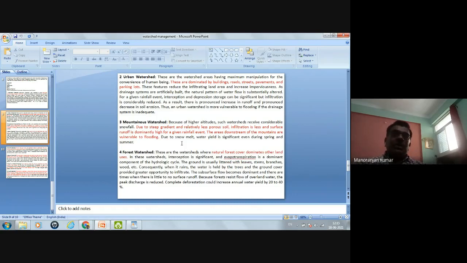Okay, the ground is usually littered with leaves because forest is there, so the ground will always be covered with leaves, stems, branches, wood, etc. So what happens when it rains? The water is held by the trees. The ground cover provides greater opportunity to infiltrate, because on the ground there are leaves, stems, branches, and wood. So when there is rainfall, it will start to infiltrate into that area.